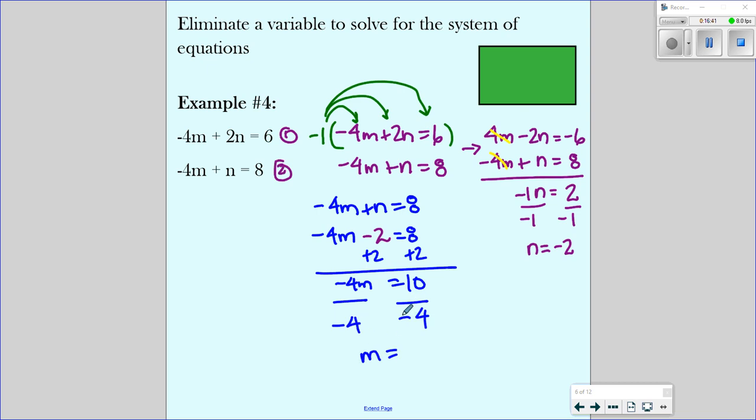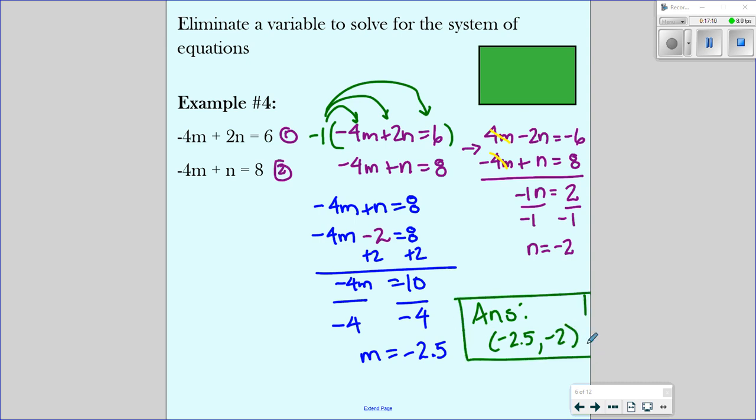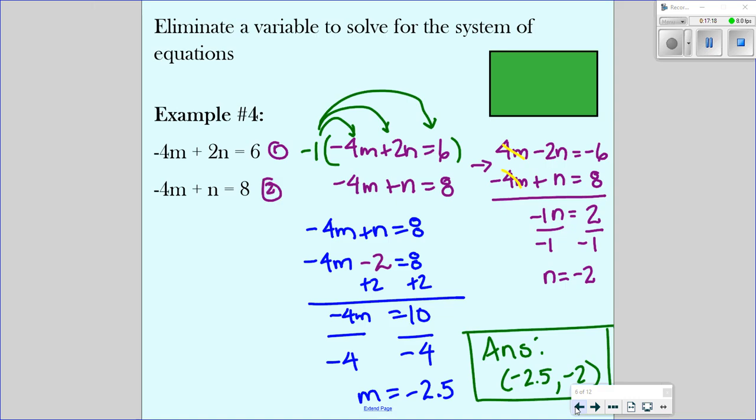And you could leave it like that, but if you do 10 divided by 4, you should get a nicer decimal, negative 2.5. And now the final solution, you write it in coordinate form. Again, which one comes first? Look at the alphabet. M comes before n, so we're going to have negative 2.5, comma, negative 2. And there you go. That is solving systems by elimination.